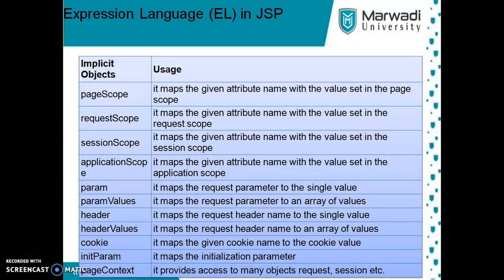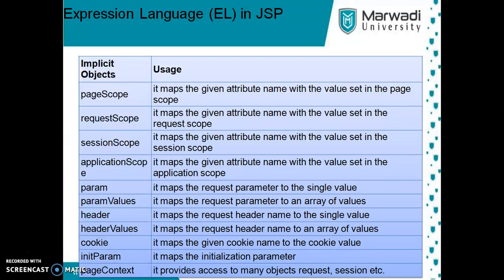So we are having page, request, session, and application scope. Basically it will fetch the values at the given level of the scope, that is page scope, request scope, session scope, and application scope. If you want to pass a single parameter, you can use param. If you want to pass more than one parameter value, you can use paramValues. If you want to access a single header name, you can use header. If you want multiple values, you can use headerValues. If you want to use a cookie, you can use cookie.